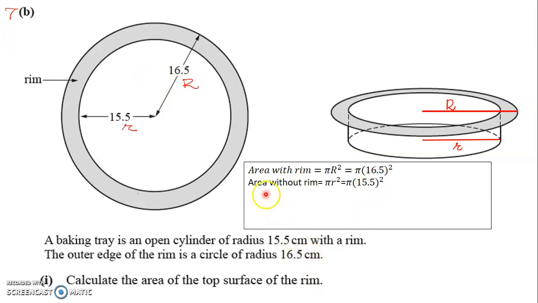Now in the second step, I found the area without rim, which is actually the bottom of this tray. So here I have taken small r as radius, and from this figure, I've taken 15.5 as the value of r. Now, in order to calculate the area of the top surface of the rim, we have to subtract area without rim from area with rim. So, we have got this equation. On solving this equation, we get our answer, which is 100.53 square centimeter.